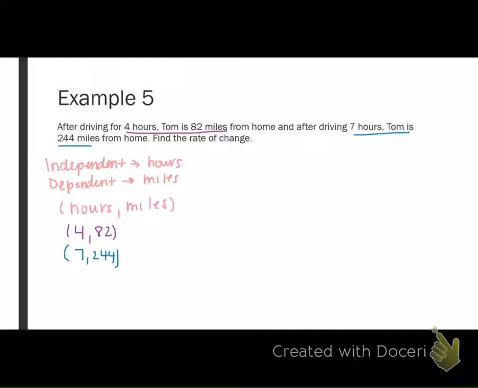Okay, so we do a change in Y over a change in X, and if you just want to do it the stacking way, I'm completely fine with that. I'm just doing the subtraction so you guys see it. So that's miles per hour. So that's 244 minus 82 over 7 minus 4, not 7 minus 3.